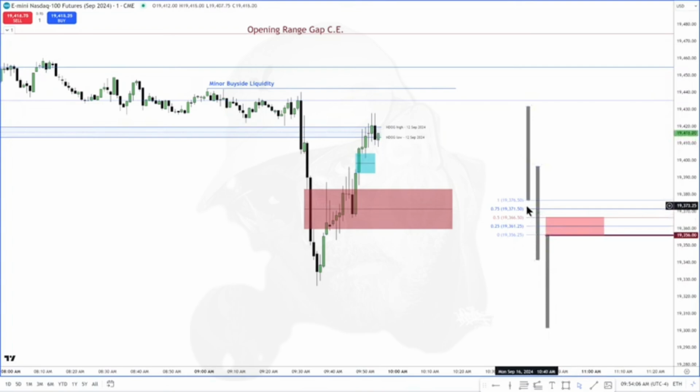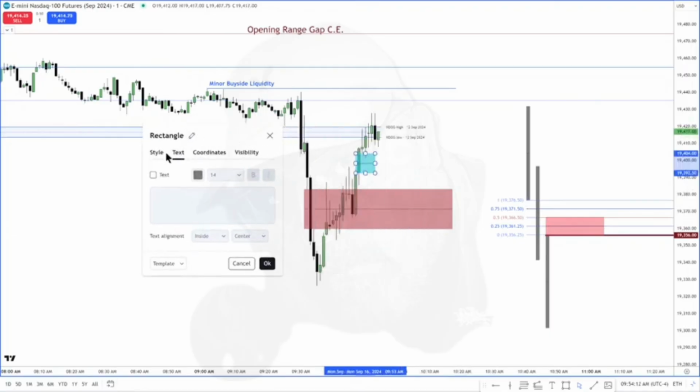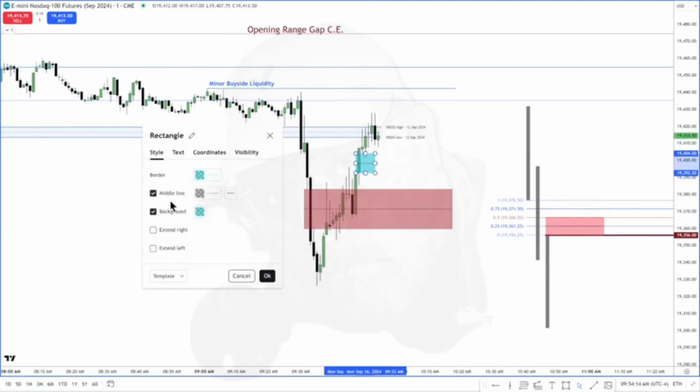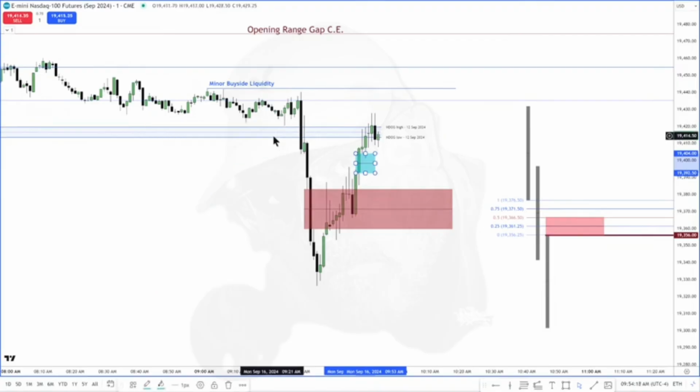And if you drop a fib on it, same thing is accomplished when you put the little horizontal line on your rectangles, when you drop your rectangles in and you go to style. This midline is basically going to give you the same thing that you get when you put a Fibonacci on it and have the 50% level. It's consequent encroachment. It's the midpoint.